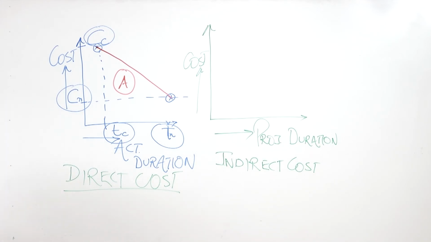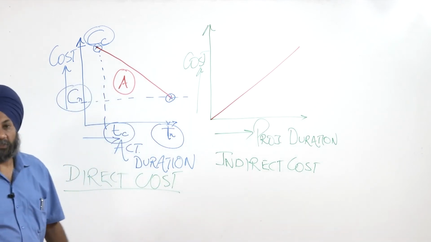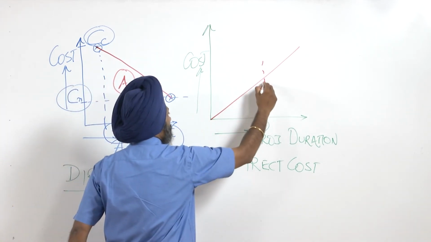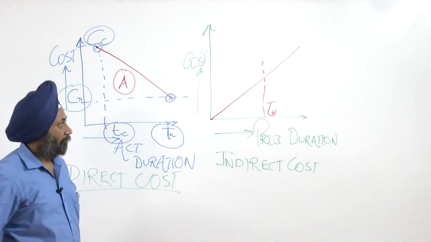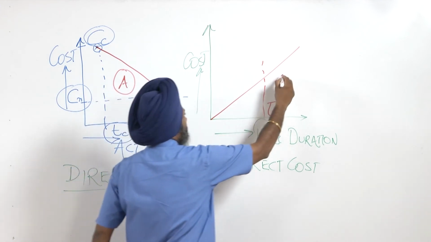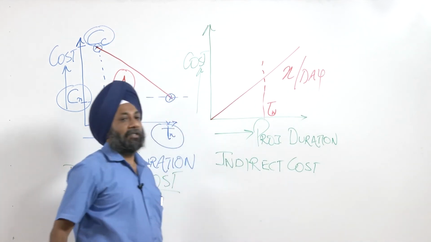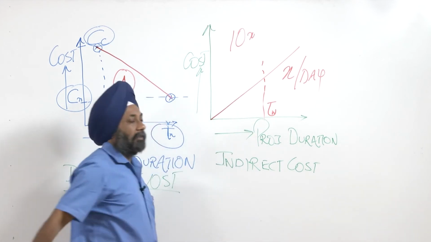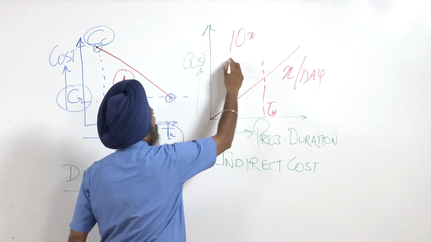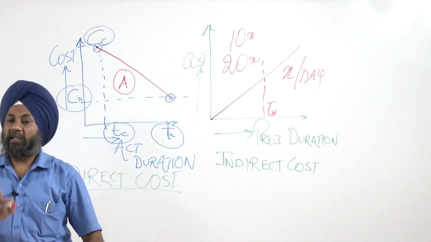Now how this will vary, as I have already told you, it starts from day 1 and it will be varying like this. So maybe for any particular day, that is, we say Tn for the project, we can calculate it. Suppose it is X per day. So on the 10th day it will be 10x. For the 20th day, the indirect cost will be 20x. X per day is already calculated.